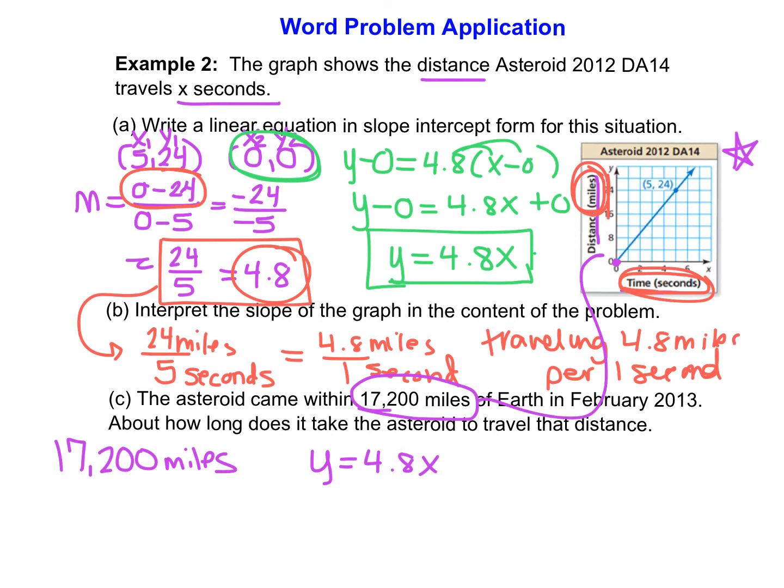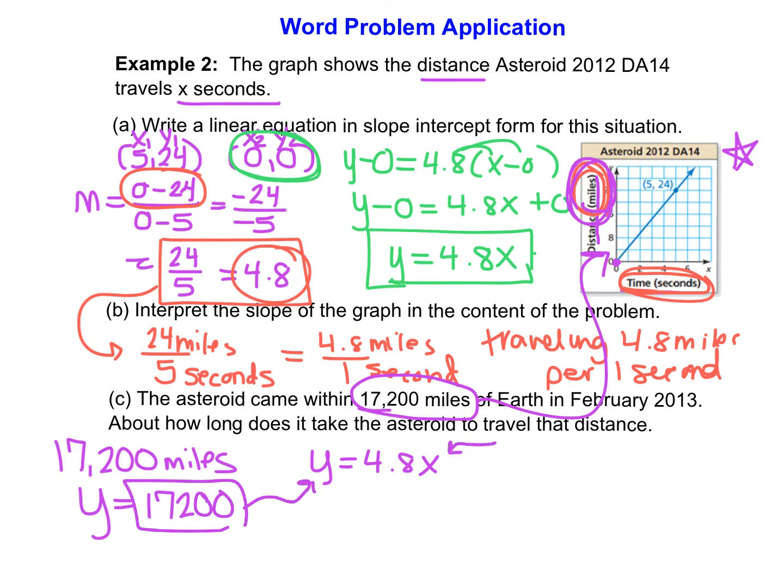And if I take a look up here at my graph, what I notice is that miles is on the y-axis. So what this is really telling me is that this 17,200 represents the y value. So we can take this value and we can substitute it in for y and find x, which will tell us after how many seconds that asteroid traveled that distance. So if we take our original equation and we plug that in, so 17,200 is equal to 4.8x. And then we need to solve for x, and we're multiplying x by 4.8, so we're going to take 17,200 and divide it by 4.8.